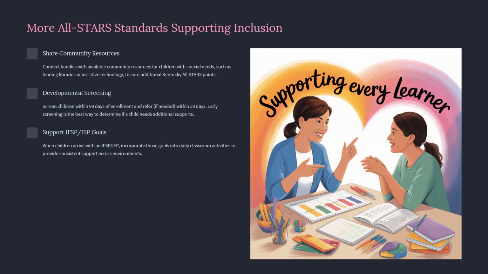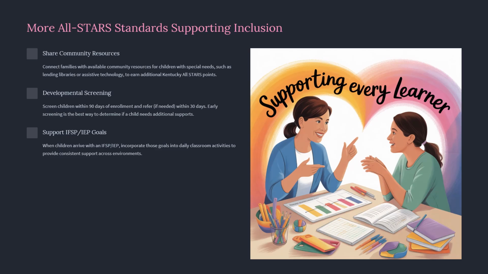Next is developmental screening. High-quality programs make sure that children are screened within 90 days of enrollment, with referrals made promptly if there are any concerns, typically within 30 days. These screenings are critical because early identification is the best way to determine if a child might need additional services. Catching potential delays or concerns early gives us a chance to intervene before challenges grow bigger, setting up children for greater success in the long term. It's a proactive step that truly embodies the spirit of inclusion, ensuring we don't leave any child behind.